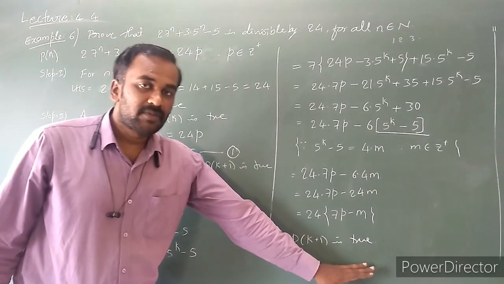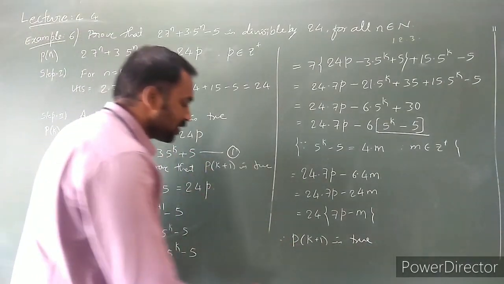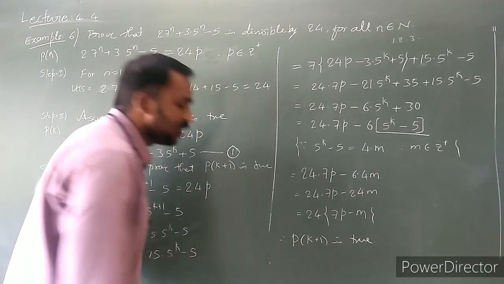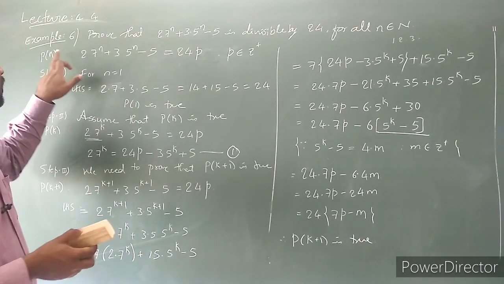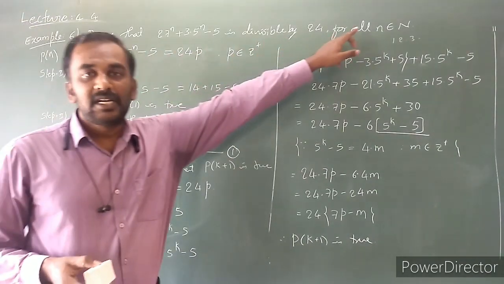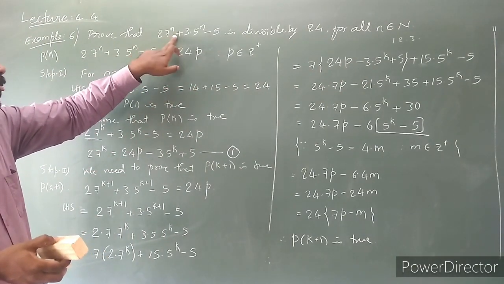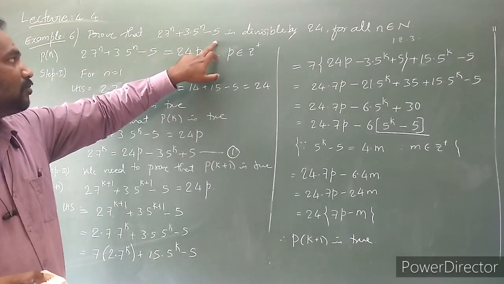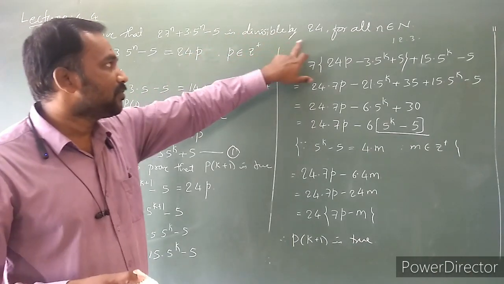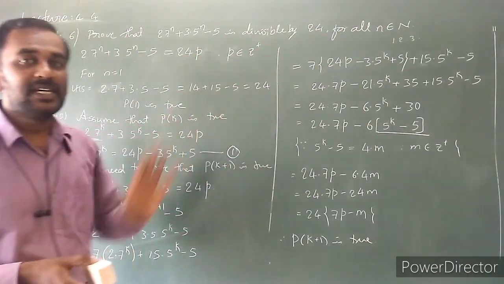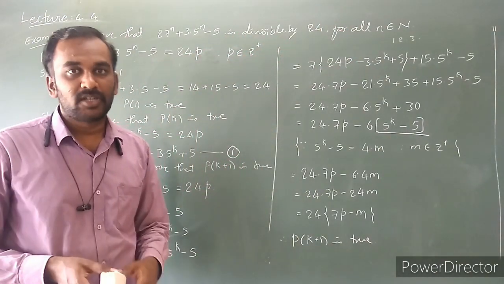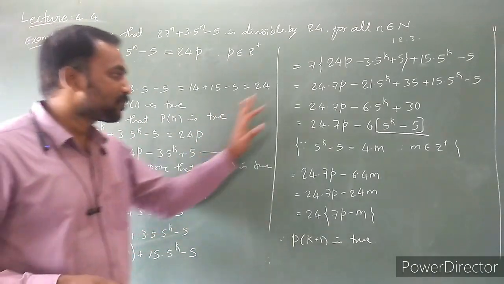Hence, P of k plus 1 is true. P of k plus 1 is true means the final conclusion: the given statement P of n is true for all natural numbers, which means that 2 into 7 power n plus 3 into 5 power n minus 5 is divisible by 24 for all natural numbers. Are you sure? Okay, just practice this problem.